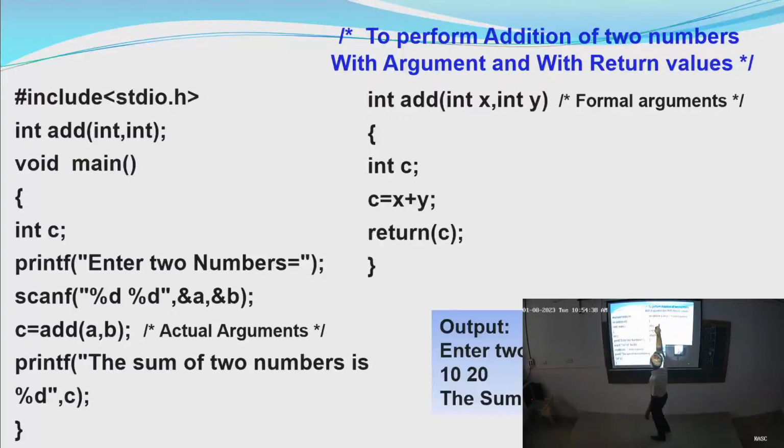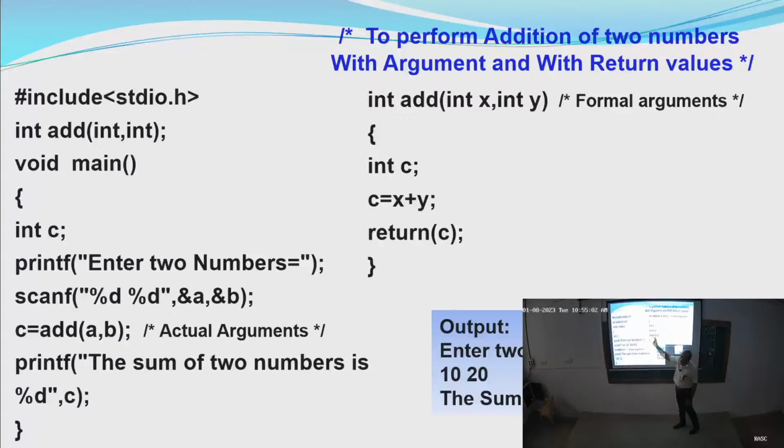The value of a is assigned to x and the value of b is assigned to y, and we declare one local variable c, and c equal to x plus y. We are not doing a plus b here, we are using x plus y. Why? Because the value of a is assigned to x and b is assigned to y, and c equal to x plus y. The result is stored in c and we return the c value.